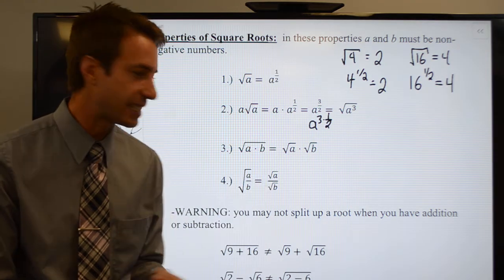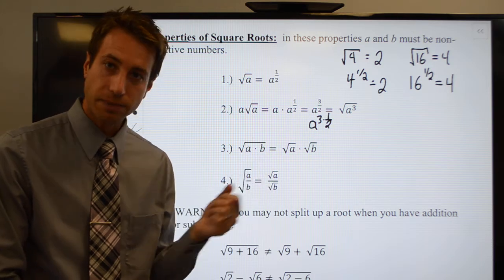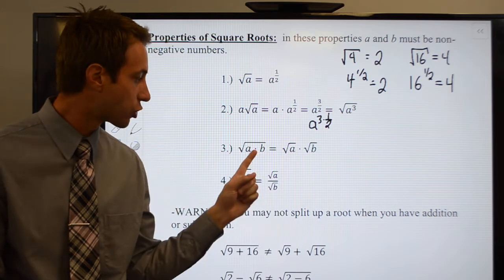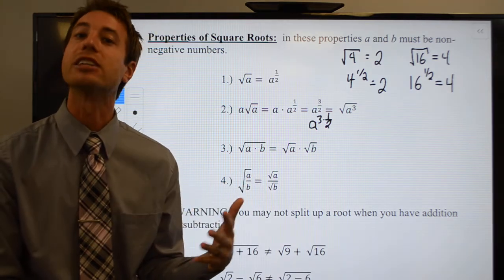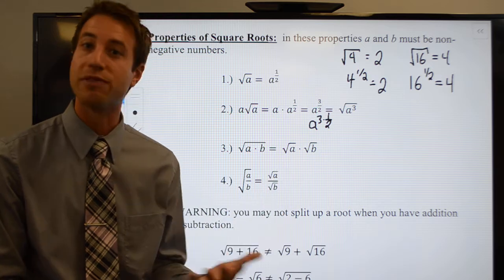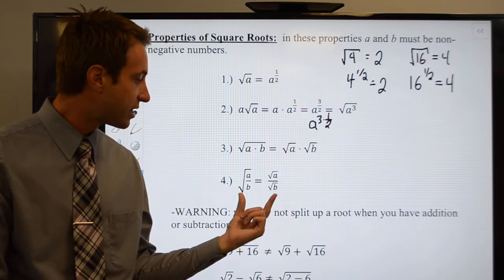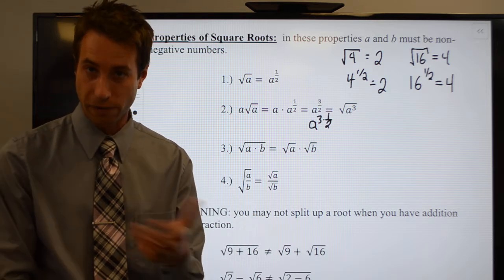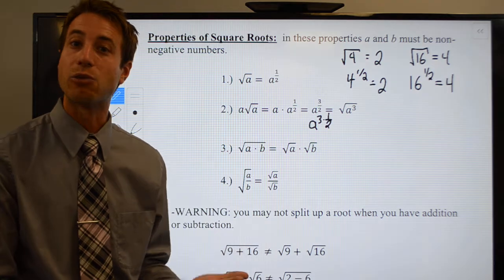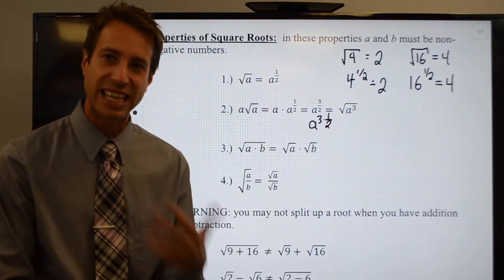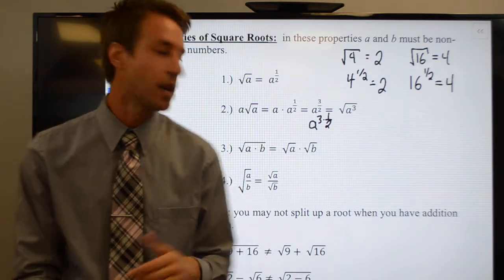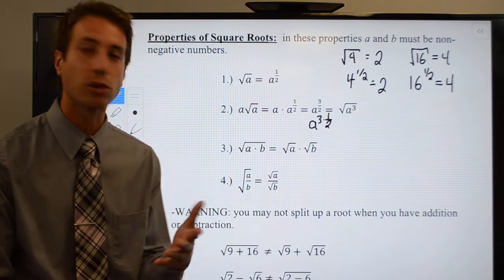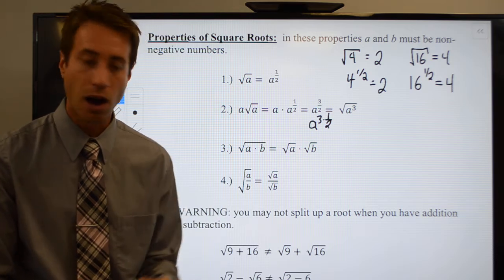Here's another one. Anytime you have constants or even variables underneath of a radical, as long as it's multiplication, you can split those up and take the square root of each of them individually. And then same thing here with division. If you have constants or variables underneath of a radical, you can split them up and take the square roots of those variables or constants separately. So, the multiplication and the division property of radicals.